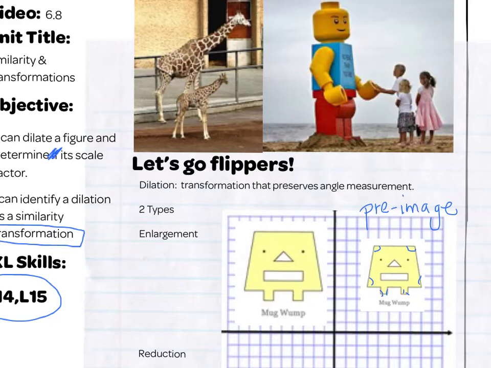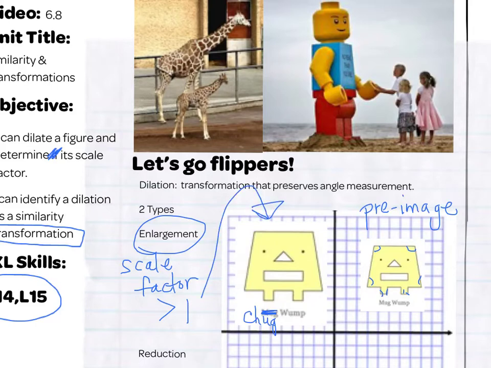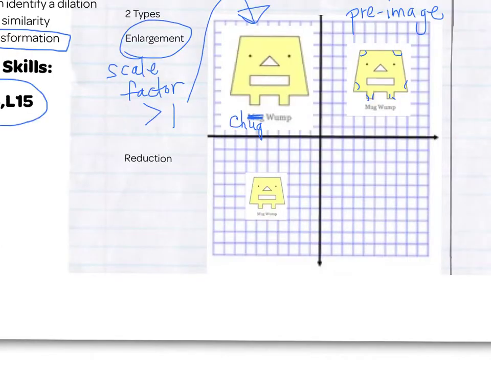So if I were to look for an enlargement of Mugwump, that would mean that the scale factor is going to be greater than 1. Okay? So scale factor is greater than 1. And the example of that would be over here. Well, let's just call him Chugwump. So Chugwump has a scale factor that is larger than 1. So he is an enlargement of Mug. An enlargement.